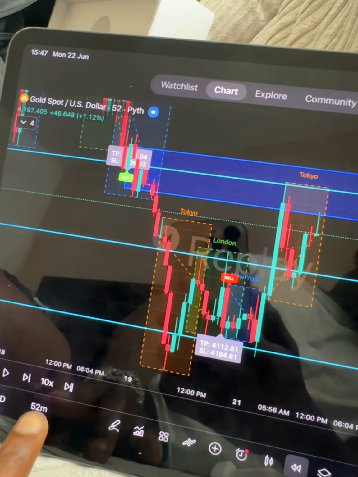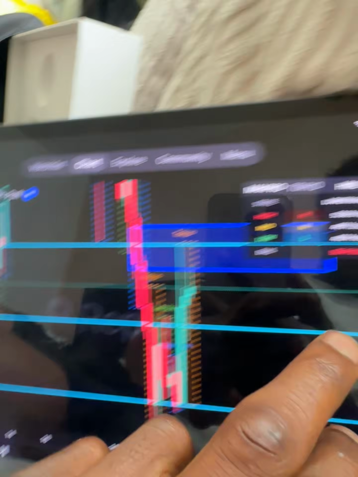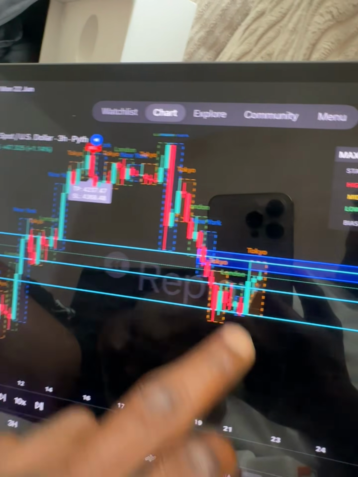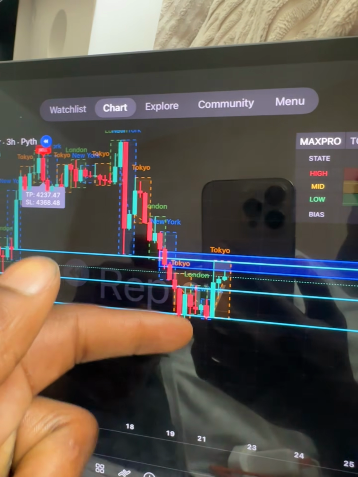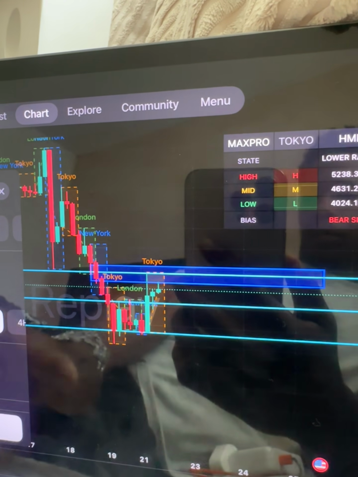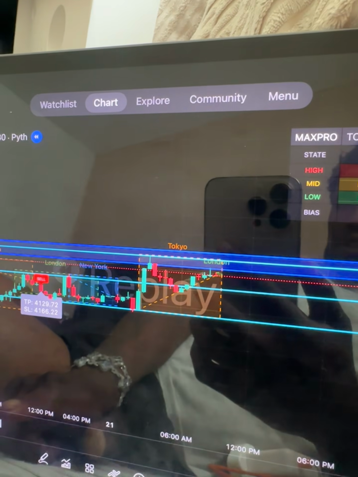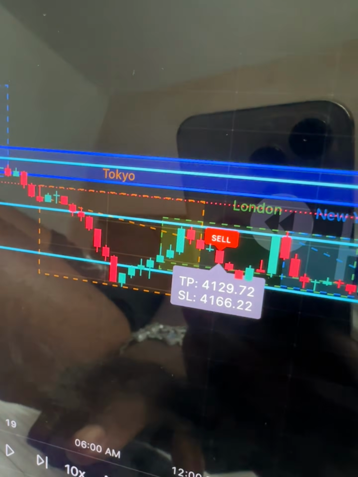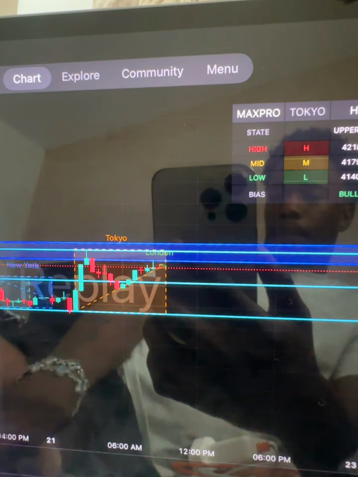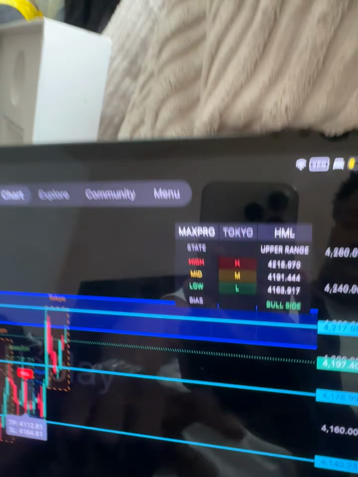So I could possibly just quickly check the 3-hour, and I can see the market is bearish. Yeah, so it looks like we're just reclaiming this zone here, and we're still bearish. So check the 30-minute, still seeing sells. Max Pro tells us what state we're in.